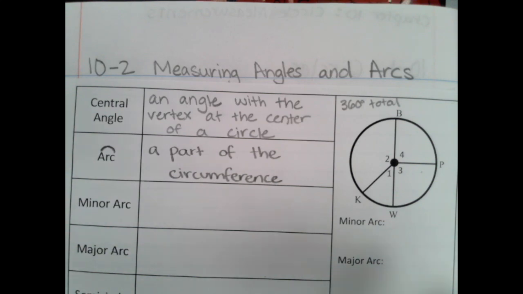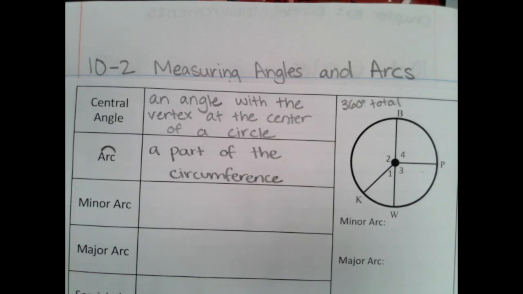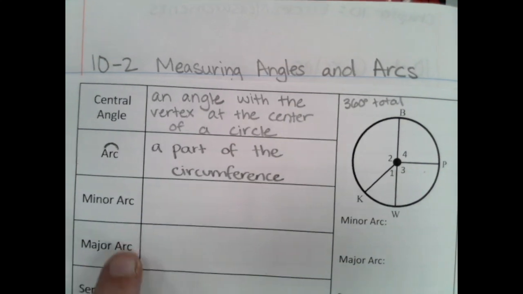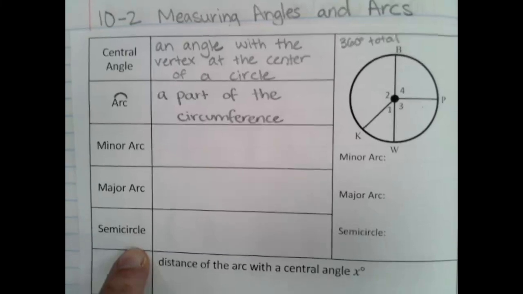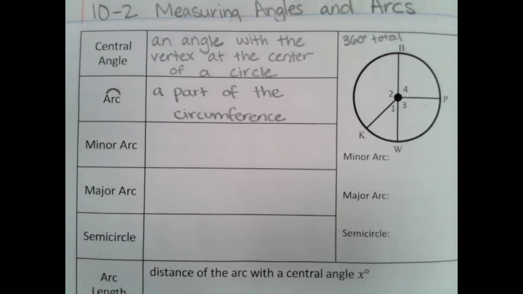So it's a part of the circumference. We're following the outside edge of the circle. All right, so we have a couple things. We have minor arc, major arc, and a semicircle. Those are 3 classifications. We're going to be talking about arcs the whole time.